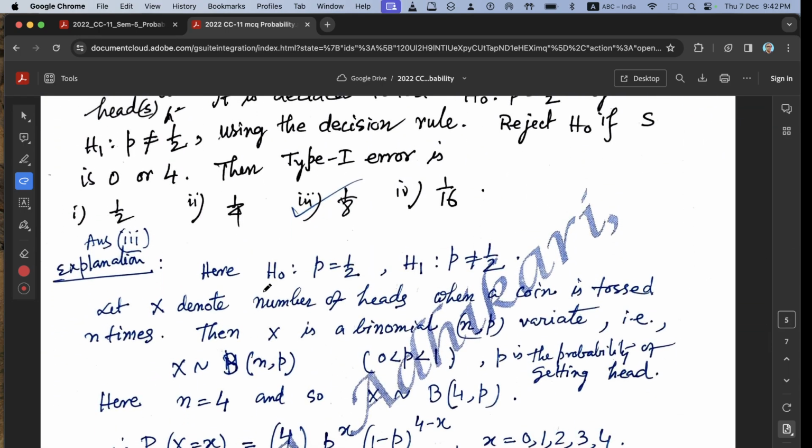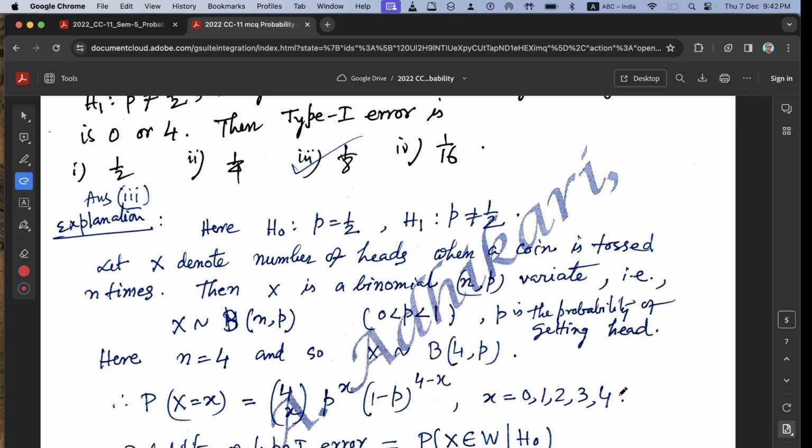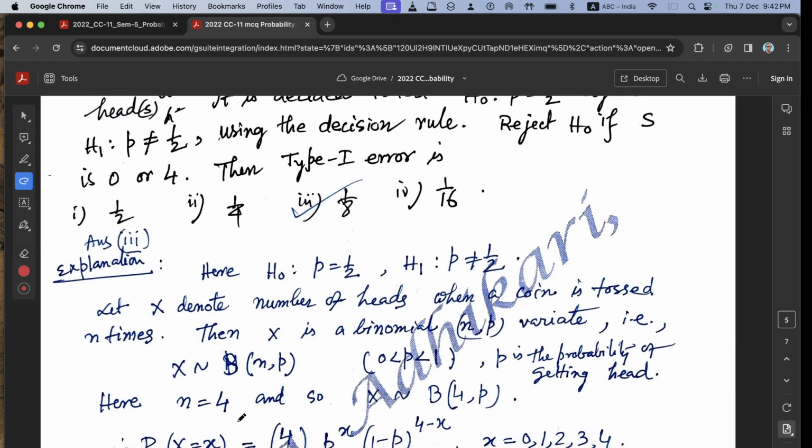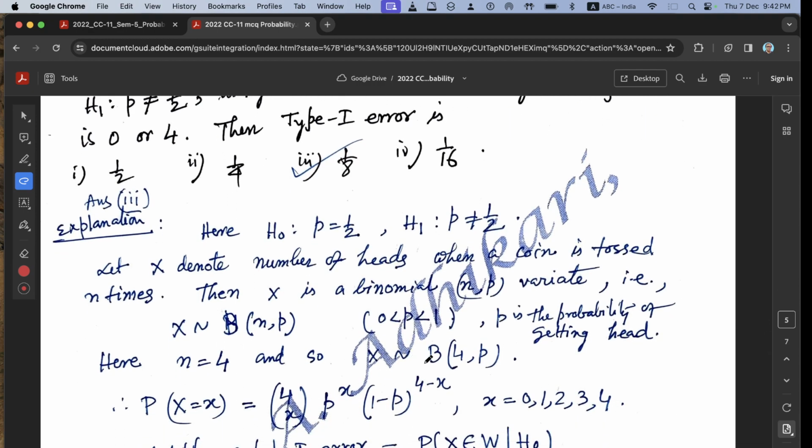Here, null hypothesis H0 such that p equal to half, and alternative hypothesis H1 such that p not equal to half. Let capital X denote the number of heads when a coin is tossed n times. Then capital X is a binomial n, p variate, that is, X is binomial B(n, p) where 0 less than p less than 1. P is the probability of getting head. Now here in this question, a coin is tossed 4 times, so n equal to 4. So capital X is a binomial 4 comma p variate.